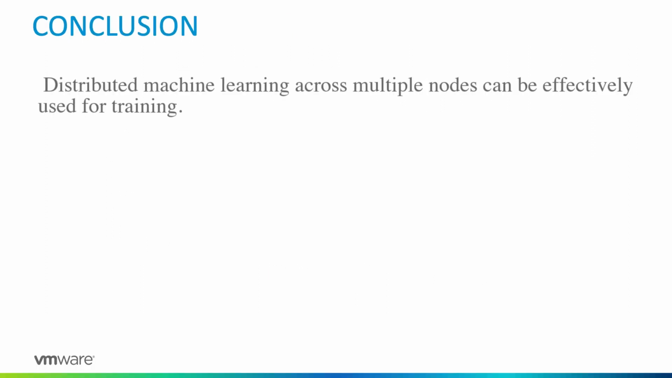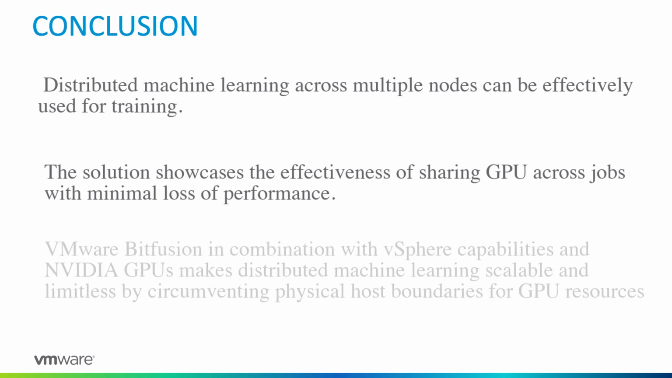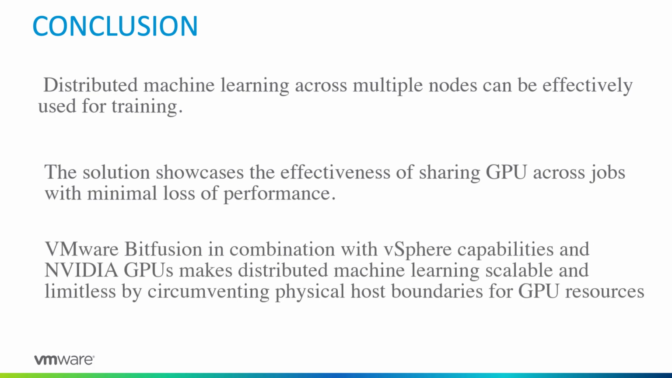Conclusion: distributed machine learning across multiple nodes can be effectively used for training. The solution showcases the effectiveness of sharing GPU across jobs with minimal loss of performance. VMware Bitfusion in combination with vSphere capabilities and NVIDIA GPUs make distributed machine learning scalable and limitless by circumventing physical host boundaries for GPU resources.